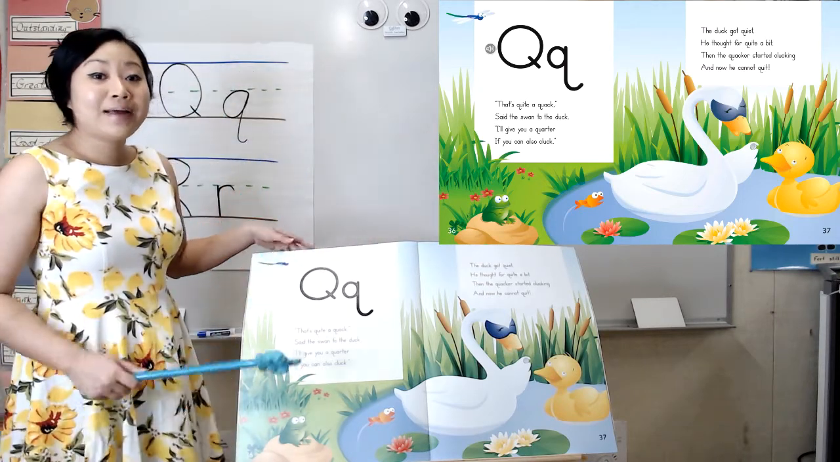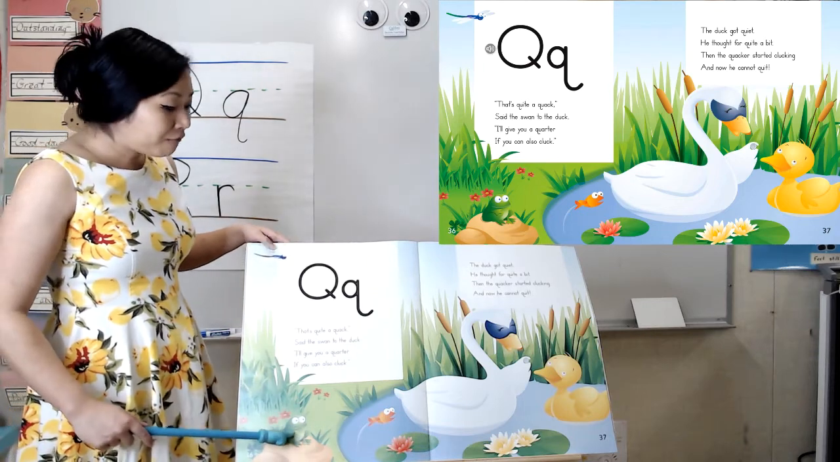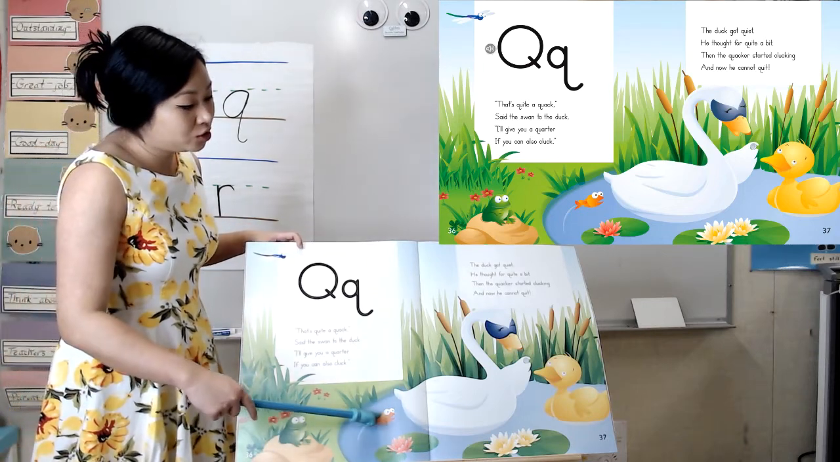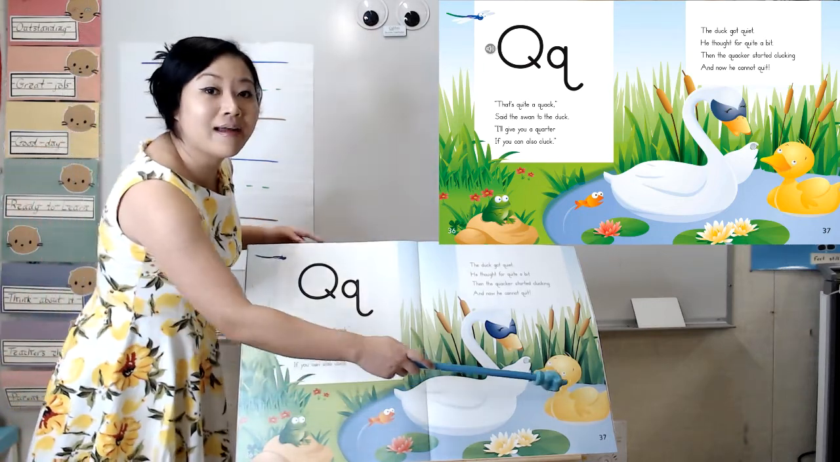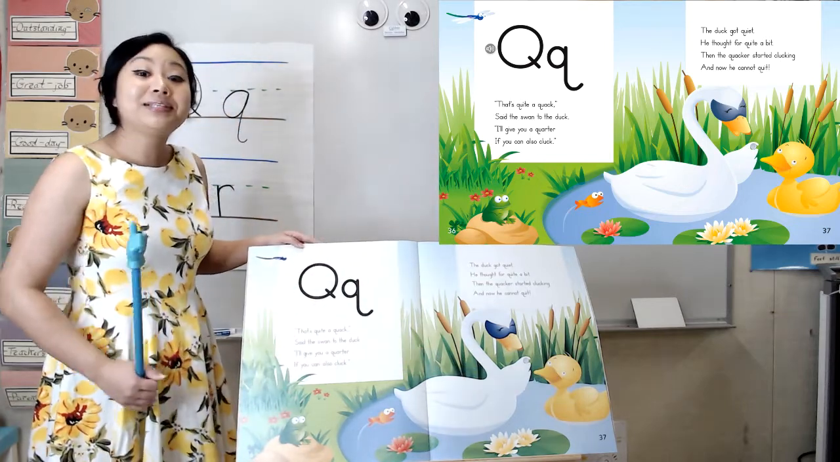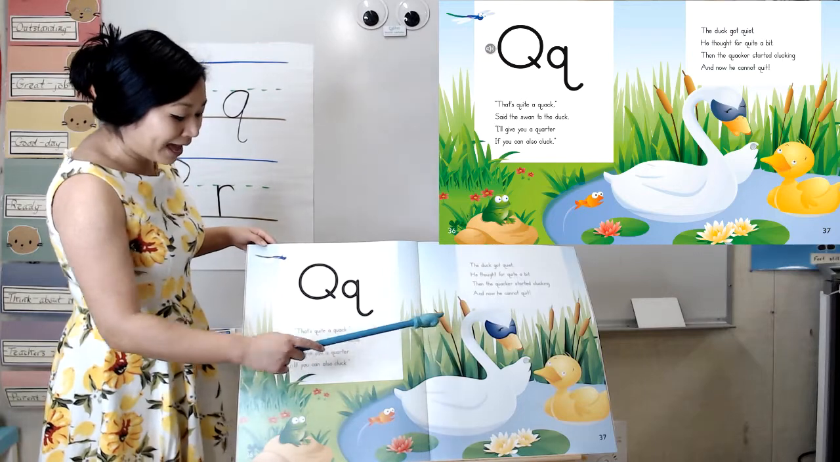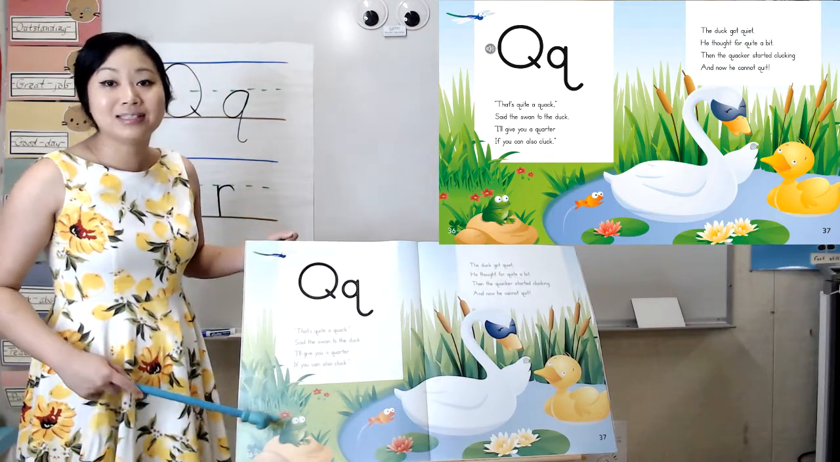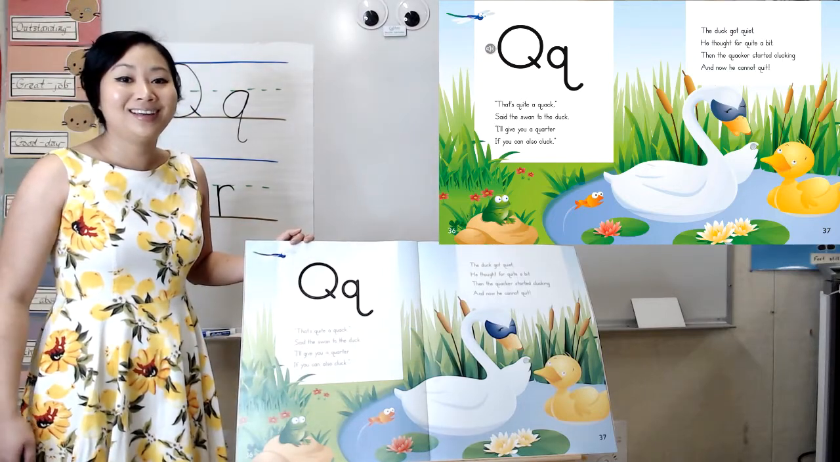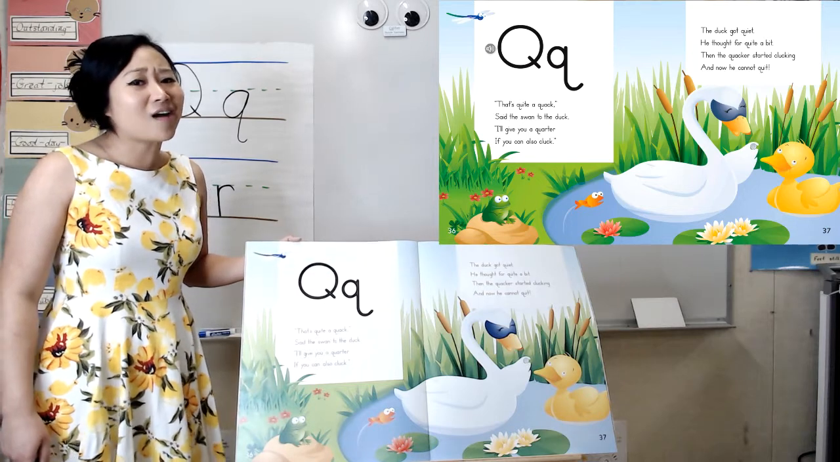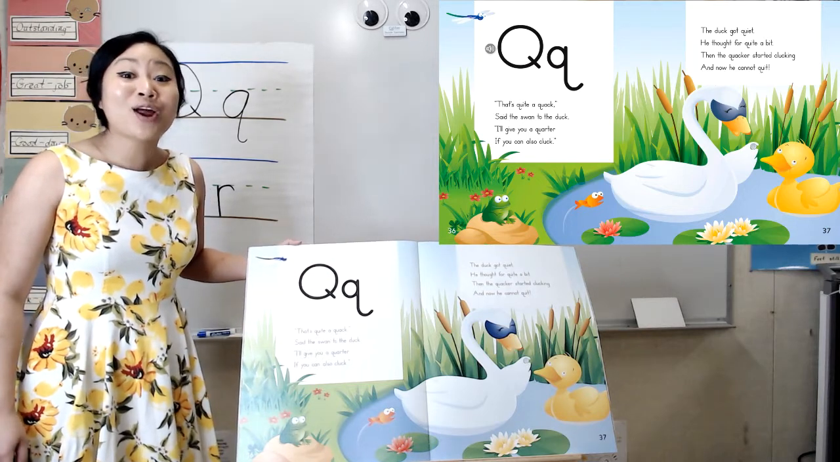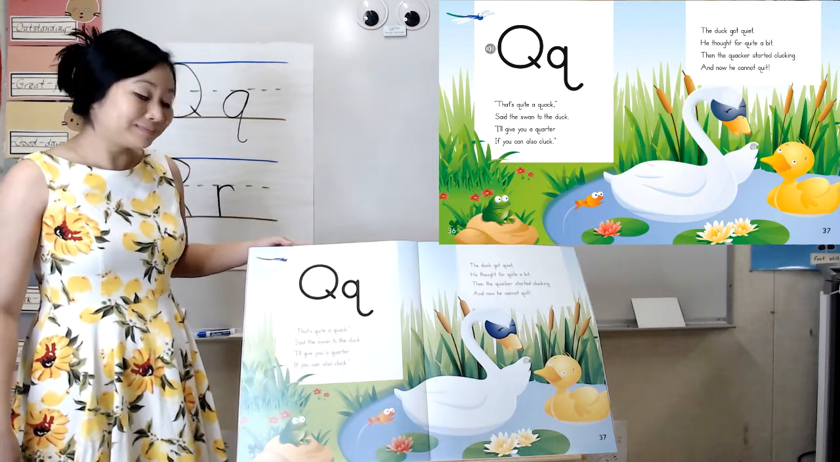You might say, I see a frog and a fish, a swan and a duck, and it looks like they're in a pond with water lilies, cattails, tall grass, and some flowers. Well, I think those are some pretty good observations. So let's read our poem about the letter Q.